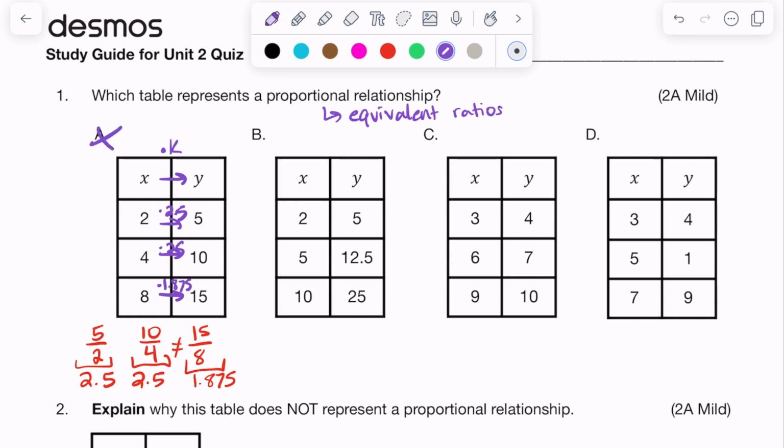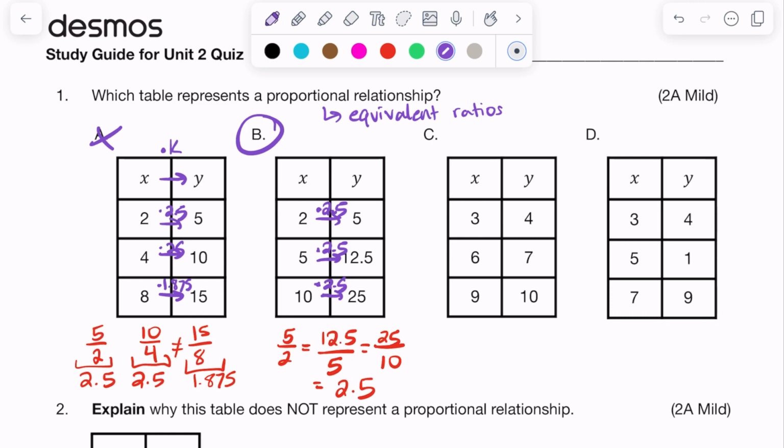Doing it a little faster here then for B, we can do the same thing. We can do 5 divided by 2, we can do 12.5 divided by 5, and we can do 25 divided by 10. And when we do those for all of them, we're going to get 2.5. So we do, in this case, have a constant of proportionality. To get from x to y, we can multiply by 2.5, always. So that's going to be our proportional relationship.